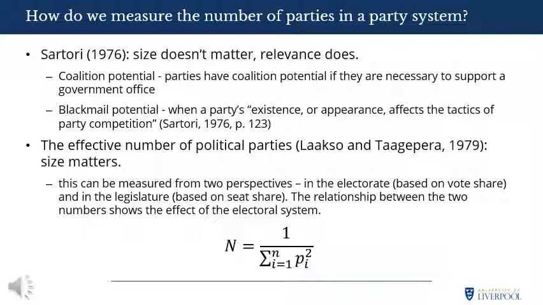So the formula for these is shown on the slide. It does look a bit confusing, but it's okay because I've Googled it in advance. All it means is that you take the proportion of each party's vote share or seat share, you square those values, you then add them all together, and then you divide 1 by that value. This gives you the effective number of political parties. And we'll help with an example here.